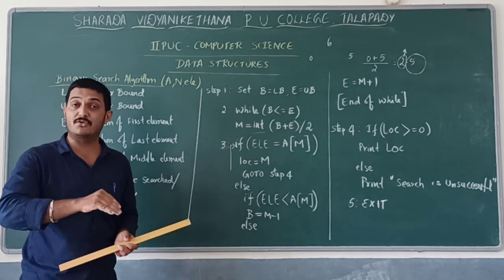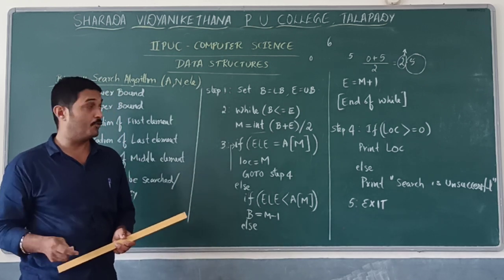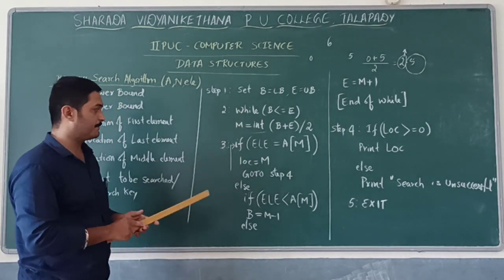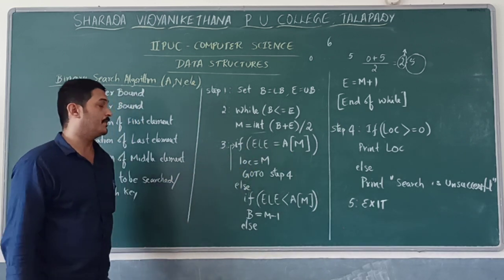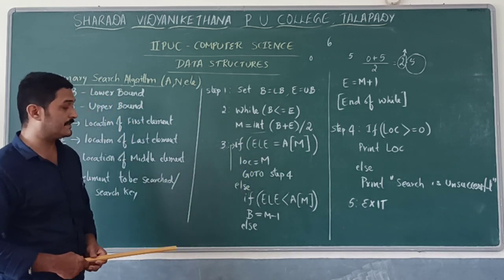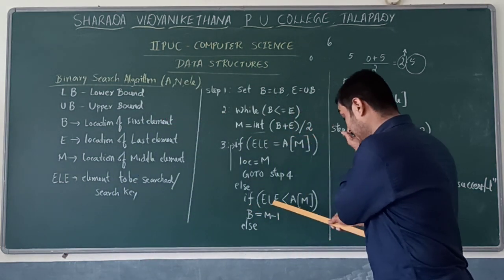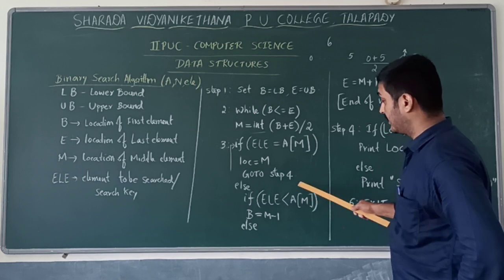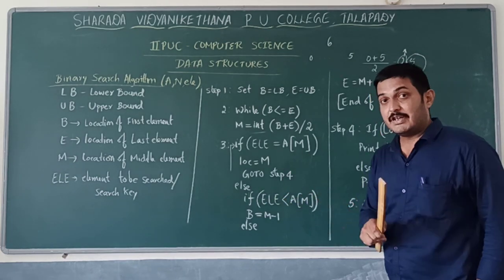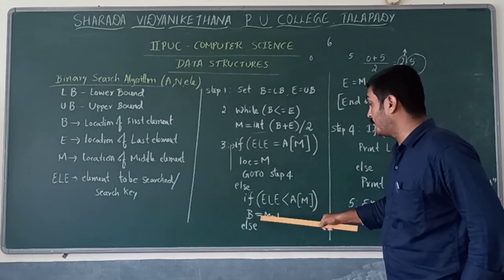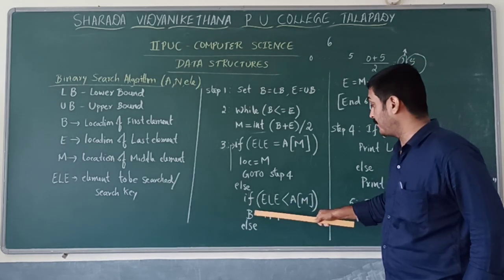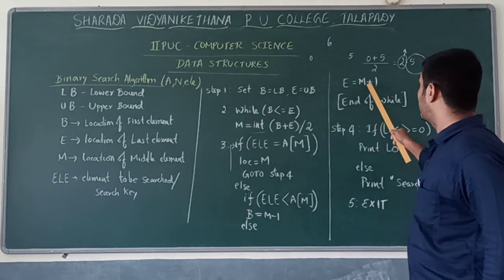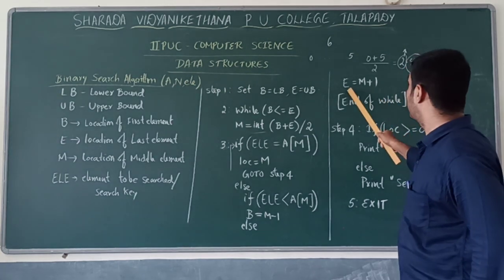So the break statement is to come out of the loop. Actually here we are using a while loop, so we can use break in C++. Else, if it is not equal to the center element, what happens? If ELE is less than A of m, that means the search key is less than the center element, so end is equal to m plus 1. Else, beginning is equal to m plus 1.